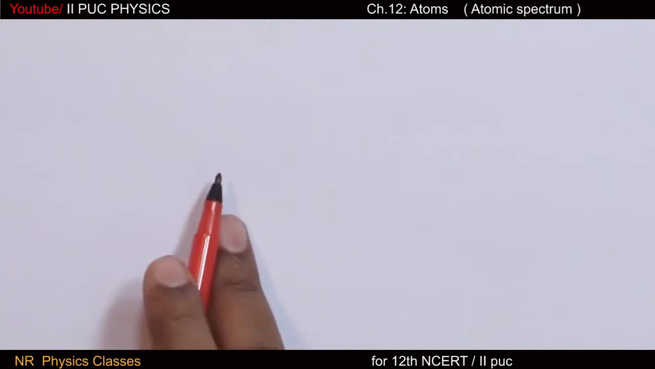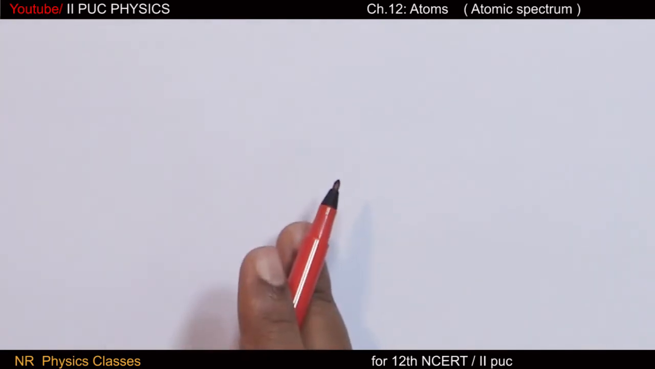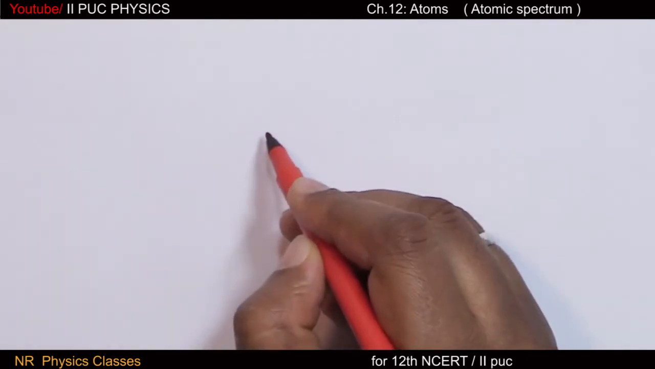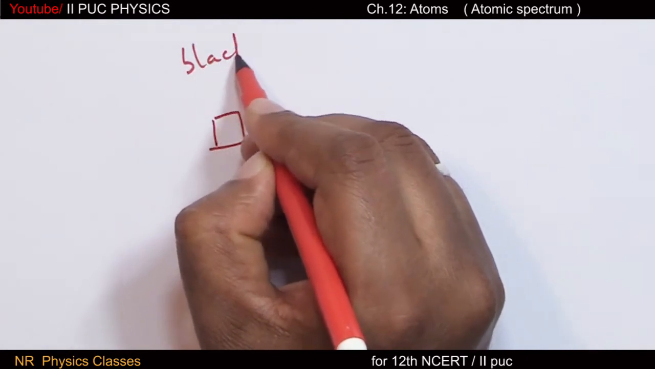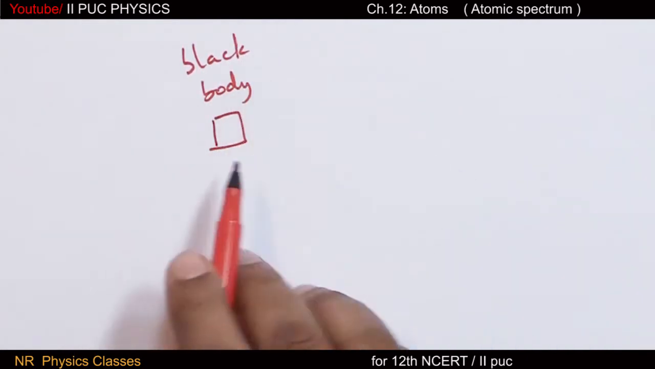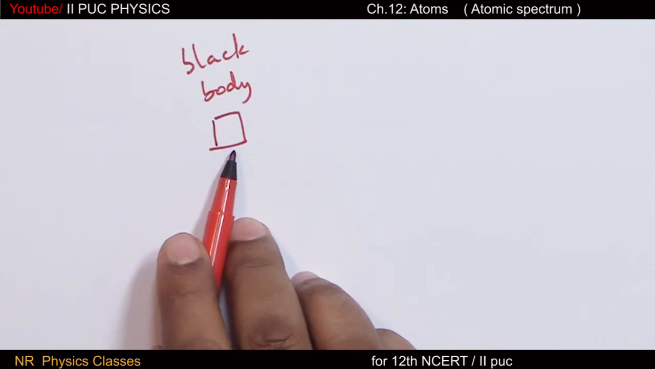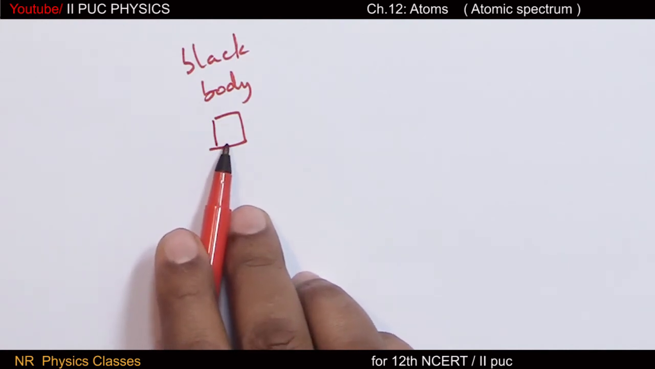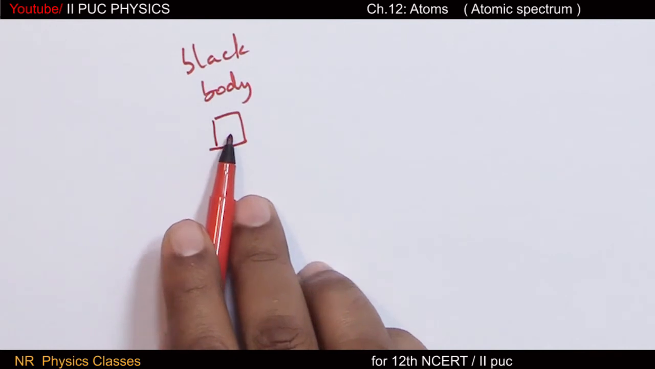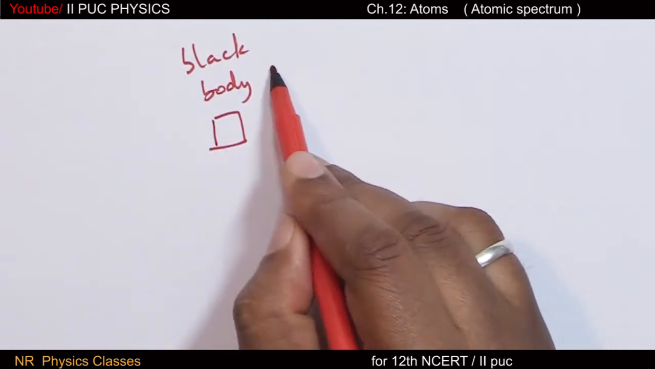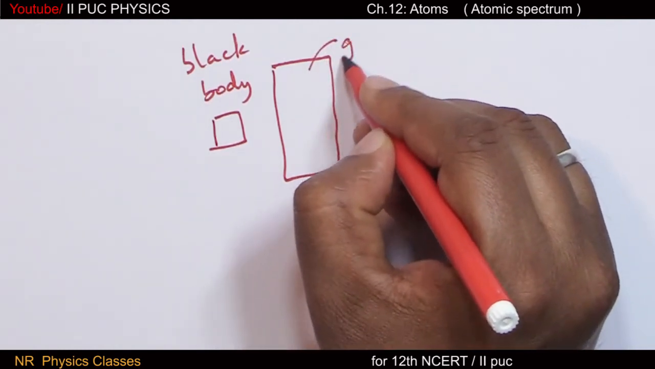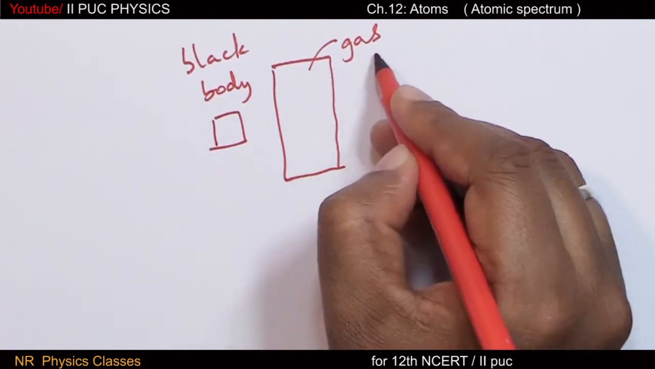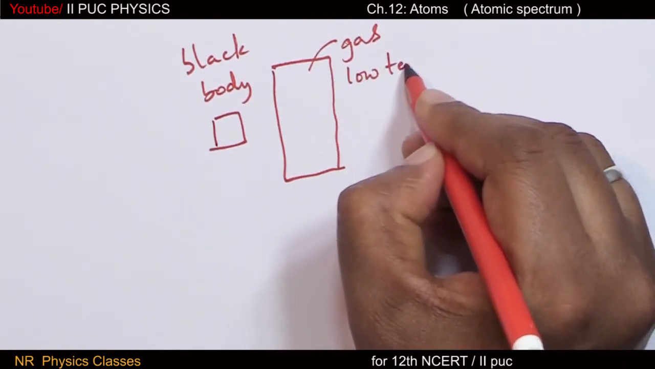Now, absorption spectrum. Spectrum should be observed after absorption. Okay. Now, this is a black body. Black body means burning coal. This black body, heated black body, emits radiation. This is a glass chamber. This glass chamber has suitable gas. And this suitable gas is at low temperature. Okay.